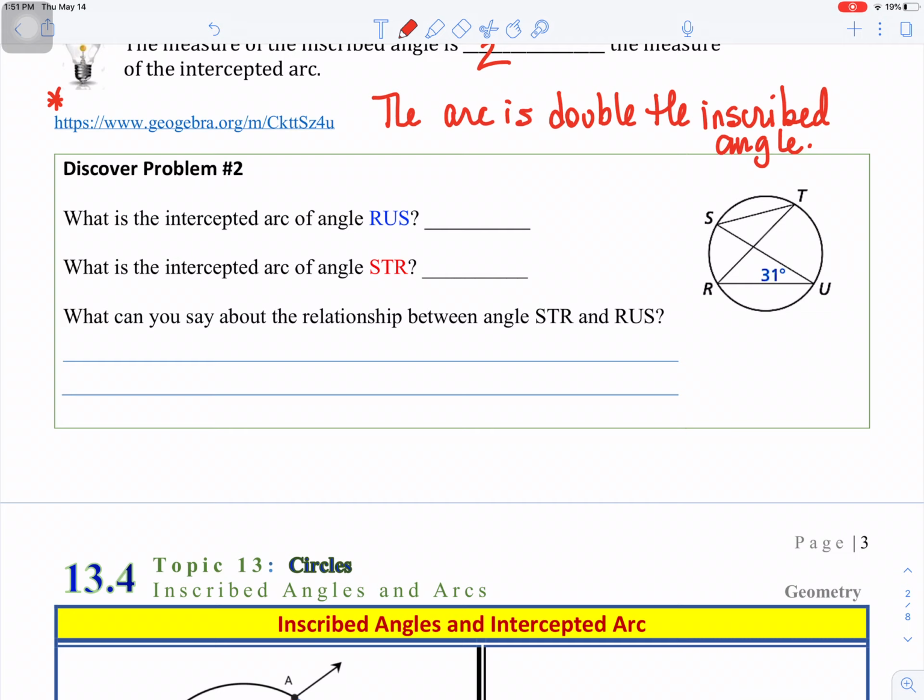What's the intercepted arc of angle RUS? So let's find angle RUS, R to U to S. That's the 31-degree angle. Okay, what arc does it intercept? Well, where does it cut into the circle? So you're going to look for this arc, SR.